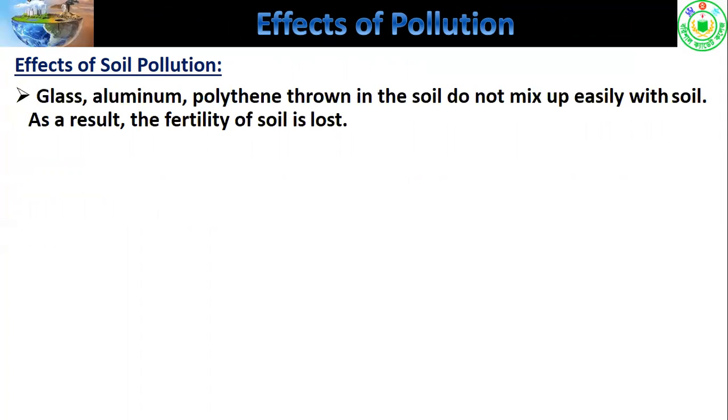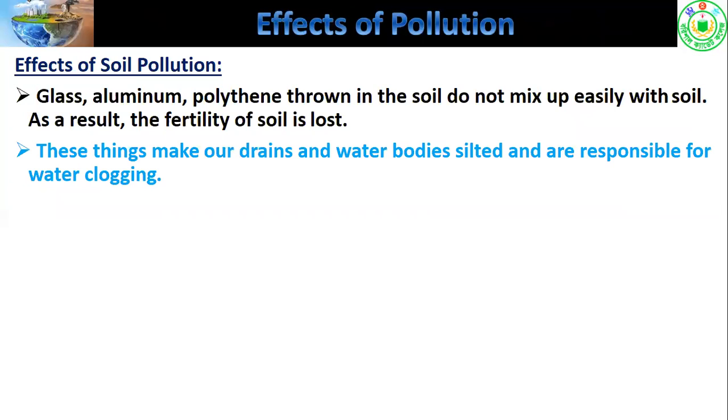Glass, aluminium, polythene thrown in the soil do not mix up easily with soil. As a result, the fertility of soil is lost and no crops grow well on that soil. These things make our drains and water bodies silted and are responsible for water clogging. Water clogging means the logging of water. They cannot pass through or discharge because of this polythene and such substances. And because of this, if it rains in the city area, suddenly we see a sudden flash flood.